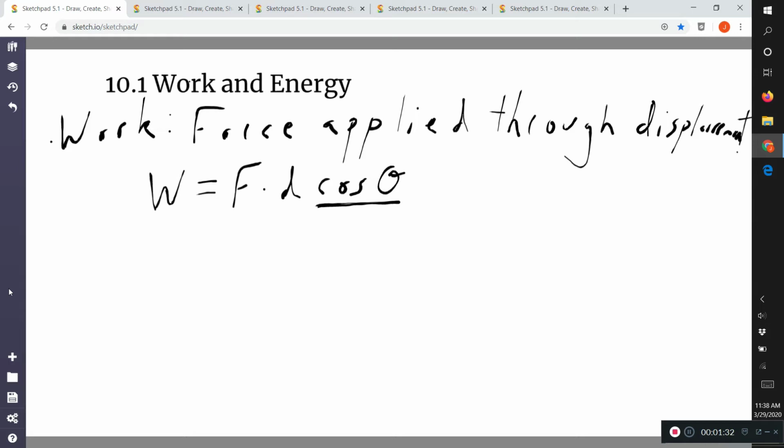However, if you were pushing a shopping cart, usually when a person pushes a shopping cart, they push downwards on the cart. So the angle they're applying the force at is not the angle that the cart is moving. That right there, that difference in angle, that is our theta.